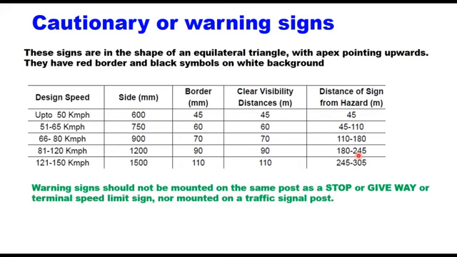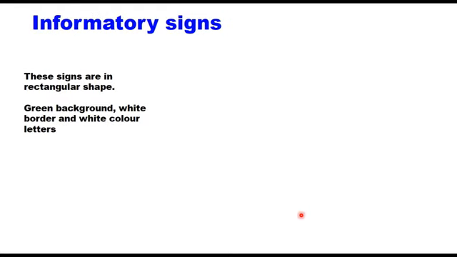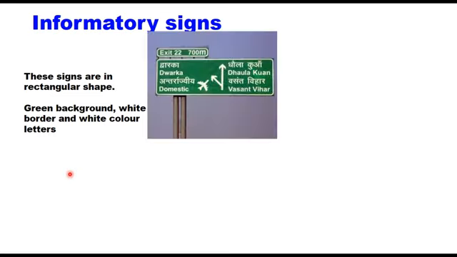A warning sign should not be mounted on the same post as a stop sign or give way sign or terminal speed limit sign. It should not be mounted on a traffic signal post also. The information signs provide information to the road users regarding their location or facilities available in the vicinity or about the destination. These signs are rectangular in shape with green background, white border, and white letters.